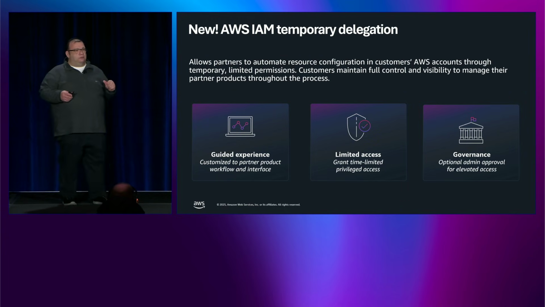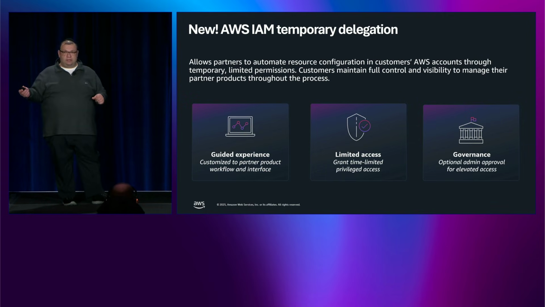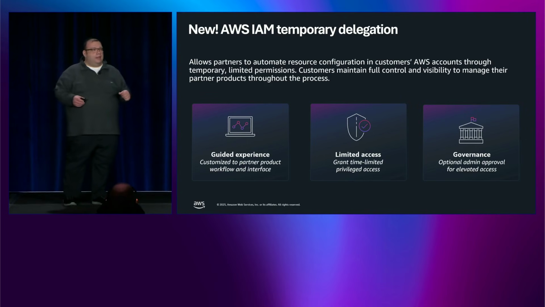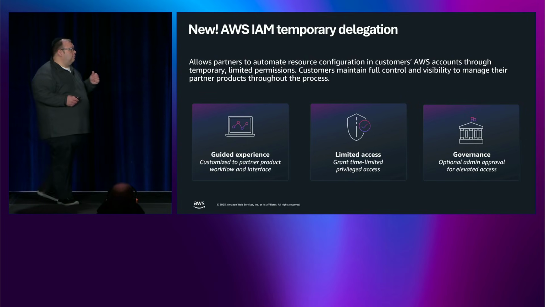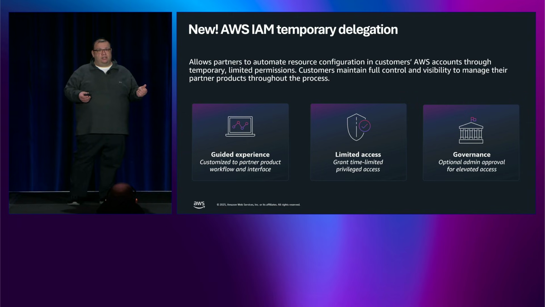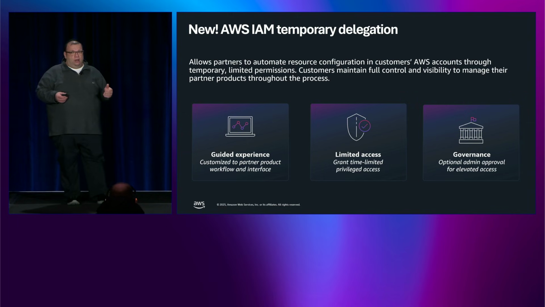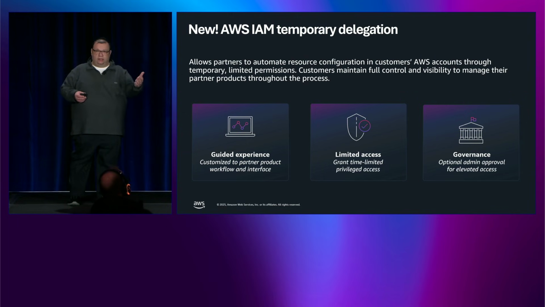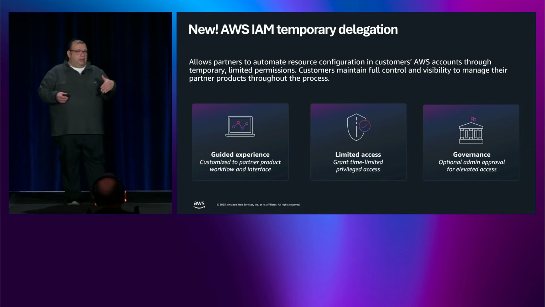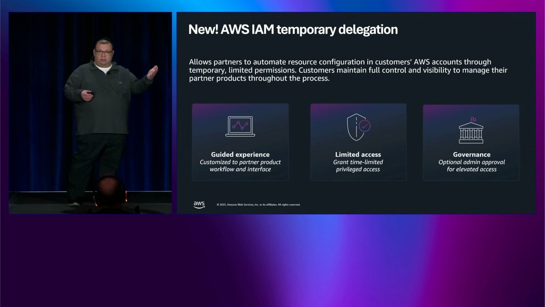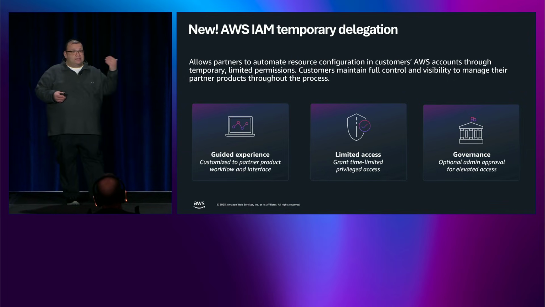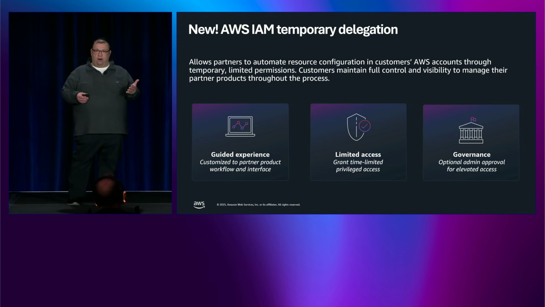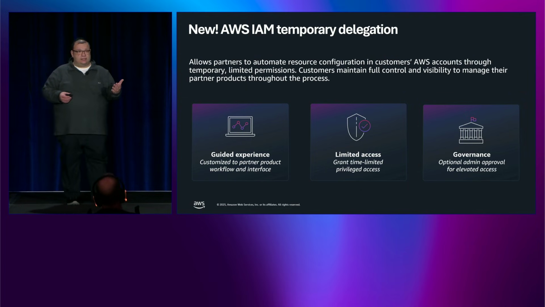What we wanted to do is simplify that process, both for our customers and for our partners. IAM temporary delegation allows our ISV partners to create a guided experience where you go to a marketplace product and say, I want to deploy this product. It automatically redirects you back to your AWS account. You get to see what kind of access the partner needs to have, and for how long. You can set the duration of that access.